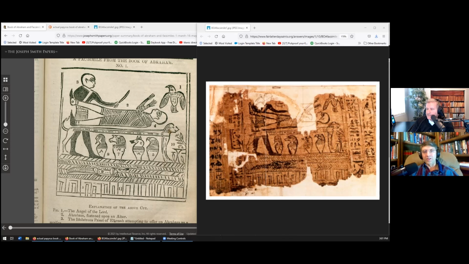Okay, very good. But Joseph Smith says that this is an attempt to sacrifice Abraham. Most Egyptologists would not say that. But what they do say is complicated, so let's jump into that. Most of them, if they looked at this drawing, their first quick knee-jerk reaction would be to say that it's an embalming scene, or a mummification scene.